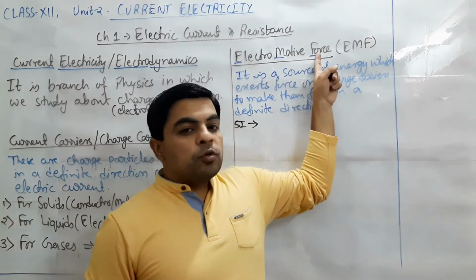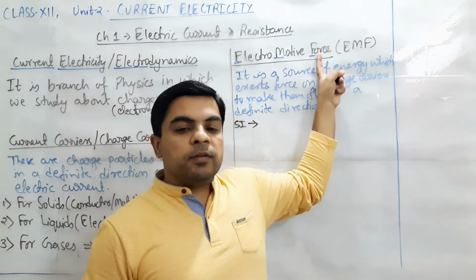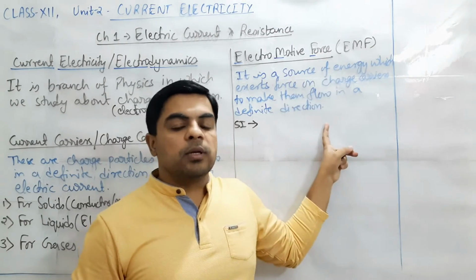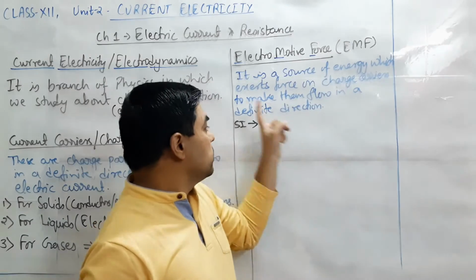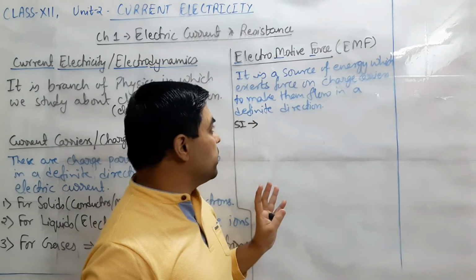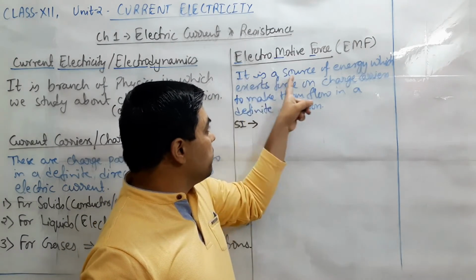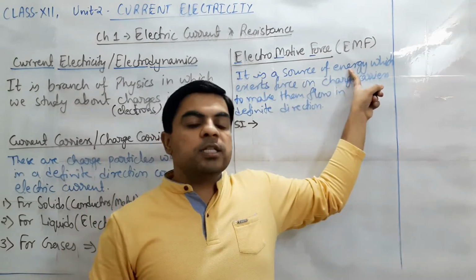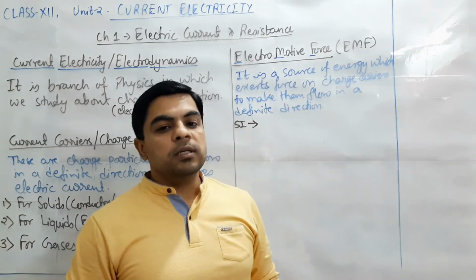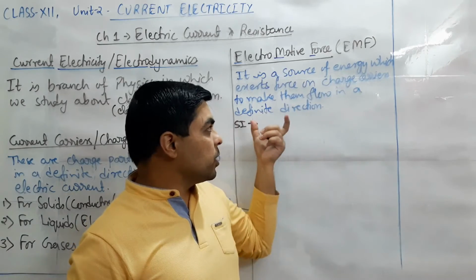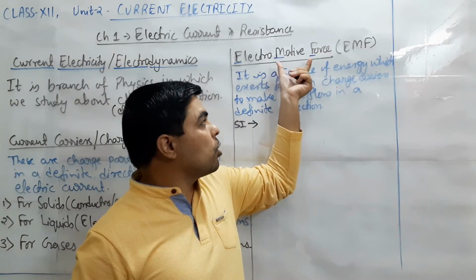Electromotive force. Force means whenever we are dealing with force, we know that the SI unit is Newton, but here it is not so. Newton is not the unit of this factor. So if we deal with the definition, it is the source of energy. Energy means joule. Again, joule is not the SI unit of this factor, because it is a broad term, electromotive force.